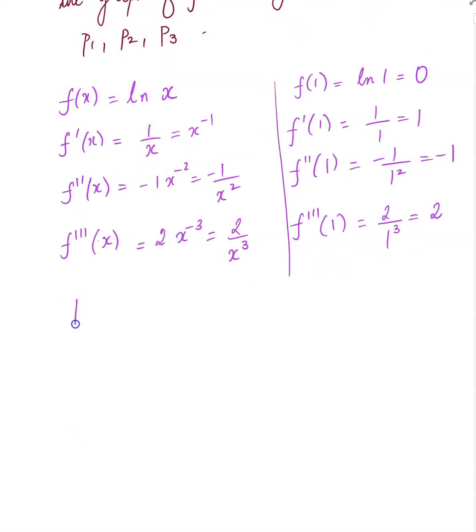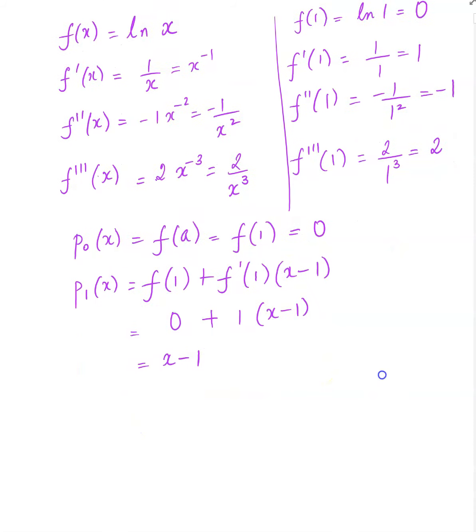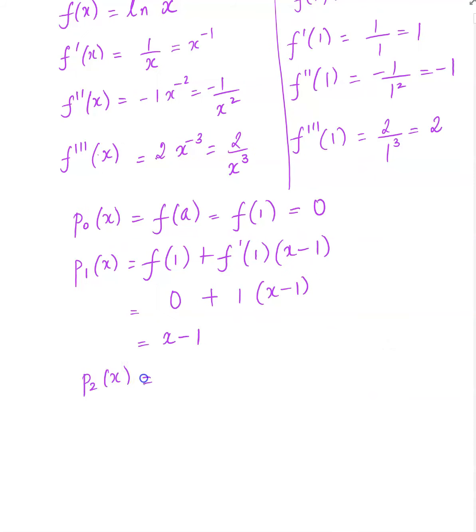Let's assemble them into our P0 first. P0 of x is f of a. And in our case, a is 1, right? So f of 1, which gave us 0. P1 of x is f of 1 plus f prime of 1 times x minus 1. So that's going to be 0 for that, plus 1 times x minus 1. You simplify all that, you get x minus 1. Okay. P2 of x is f of 1. Remember, it's f of a, but a is 1 here, so I directly plug in 1 for a.